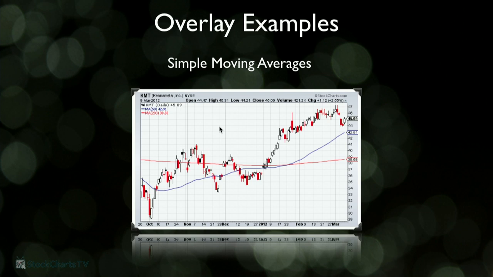So simple moving averages, again, what you do is you take the last 50 values, you add them all up, and then you divide by 50. And that's how you calculate it. It's very simple, simple moving averages.